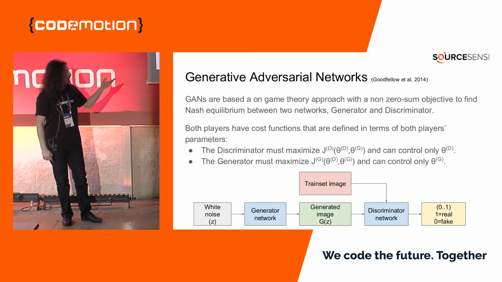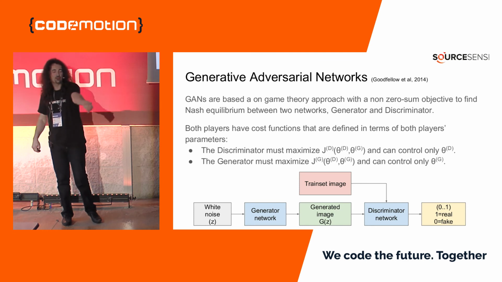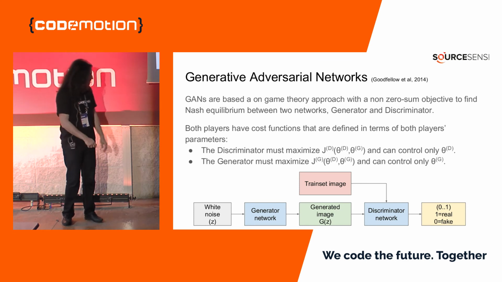So the discriminator and the generator have a joint function that we try to optimize, which has shared parameters between the discriminator and the generator. The discriminator can only control the parameters of itself, and cannot control the other's parameters. And the same goes for the generator. The generator has the same objective function, but can only control its own part. So I'm dependent on the moves of my adversary.